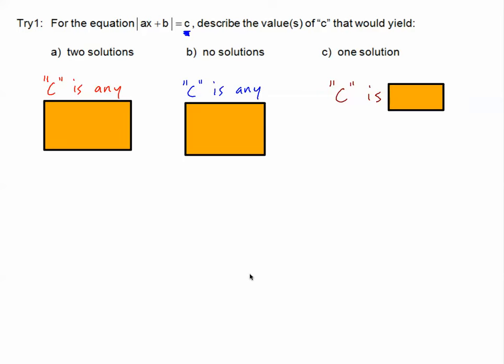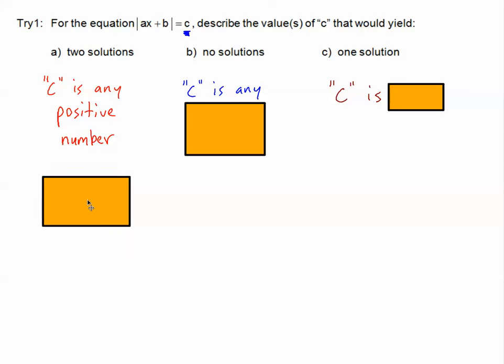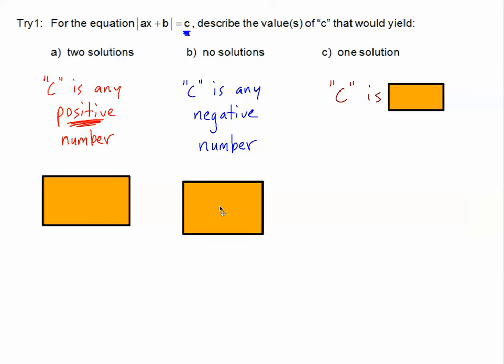So thanks for trying this problem. We're looking for the values of c that would yield each one of these cases. We looked at a couple different examples today where c would yield 2 solutions, and that is for any positive number. If c is a positive number, then we're going to have 2 solutions. We saw one case where there were no solutions, and that happened when c was a negative number. If c is a negative number, again, once the absolute value is isolated, then we'll have no solutions.